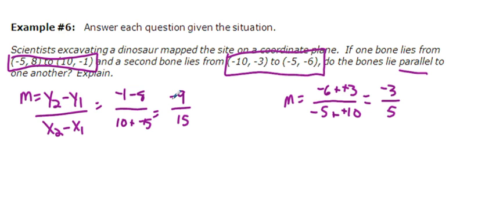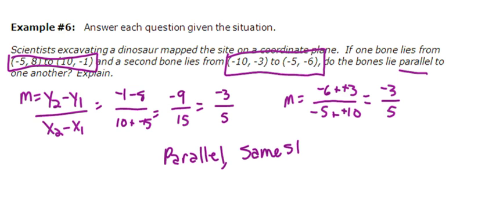Now what I want to make sure, right, is that this doesn't simplify. Well, both 9 and 15 are divisible by 3. So 9 divided by 3 is 3. 15 divided by 3 is 5. Oh, look, now they are the same. So they are parallel because they have the same slope.